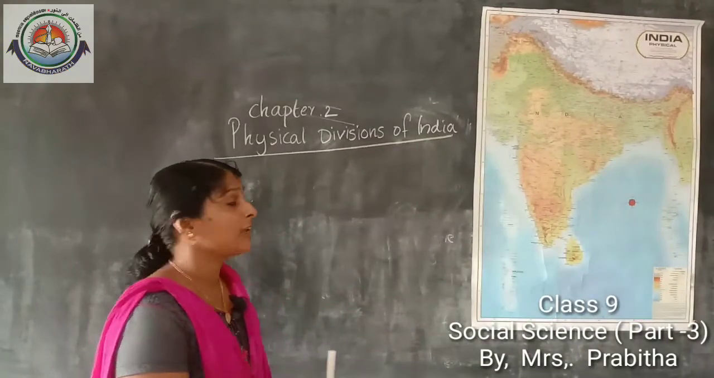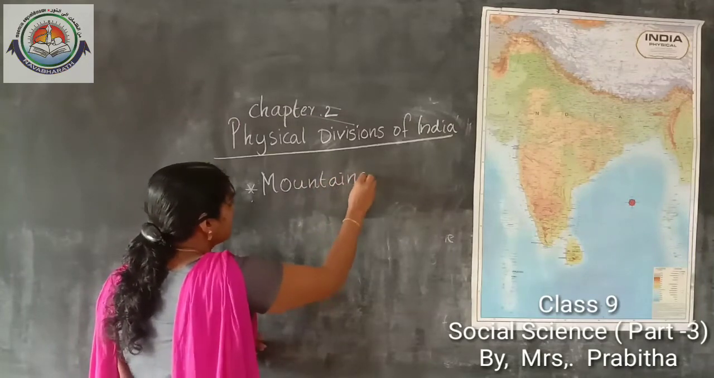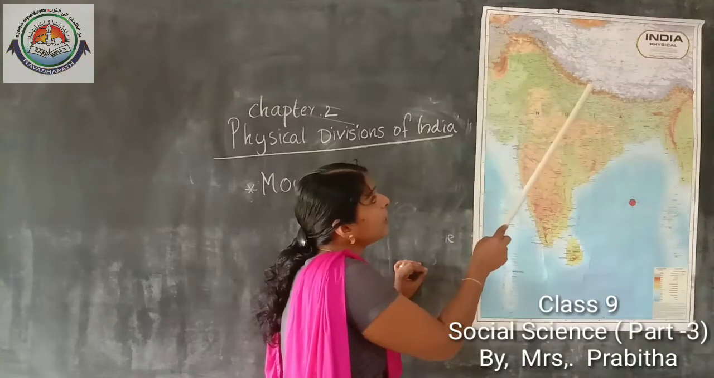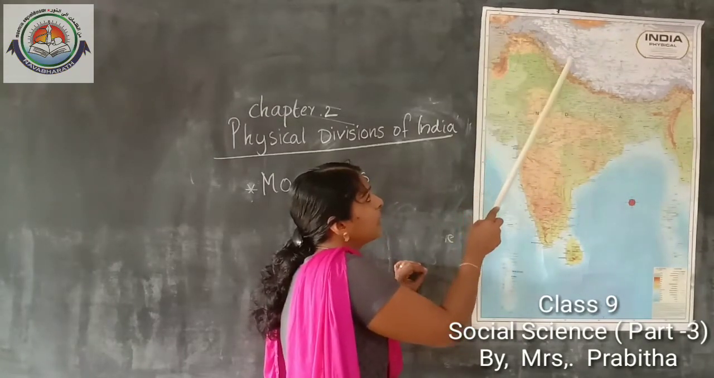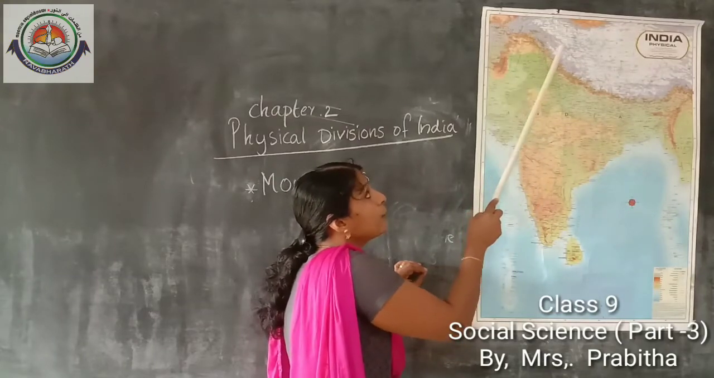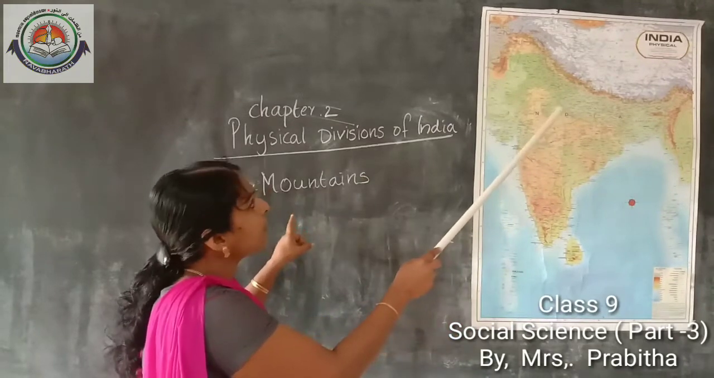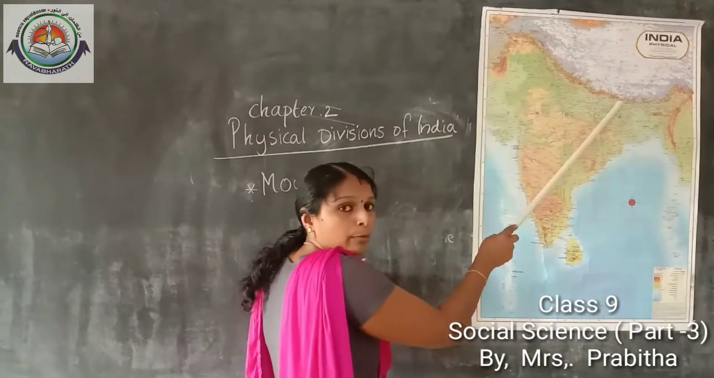So the first physical feature is mountains. Yes, the northernmost part of India is mountains. You know the Himalaya mountain, the northern mountain, it is in the northern border of India. So first we studied where the mountain is. In the northern border of India it is mountain.